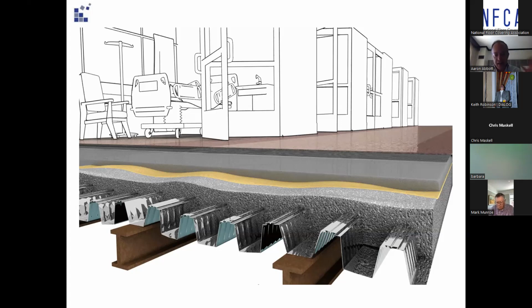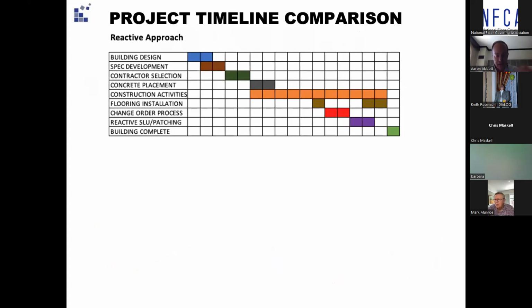So again, it all comes back down to that substrate needing to be flat. You need to be thinking about it up front.